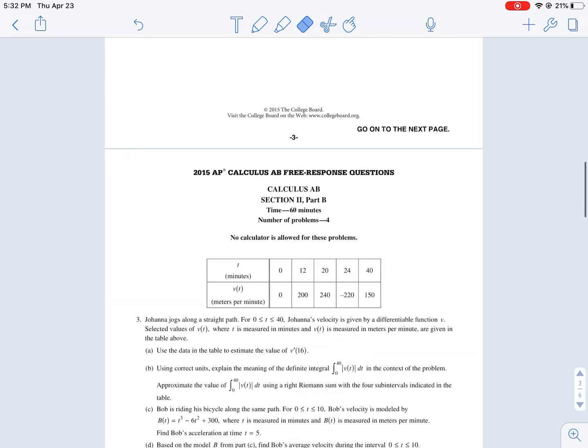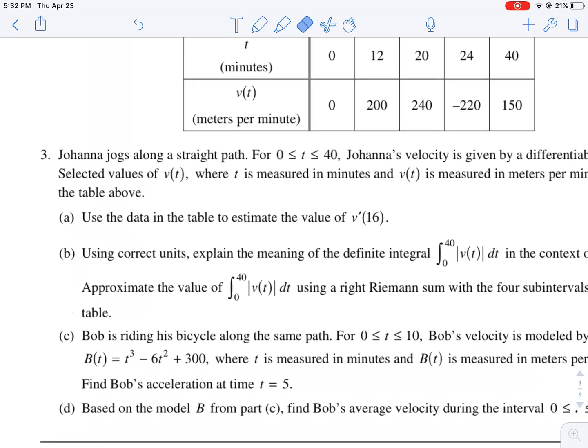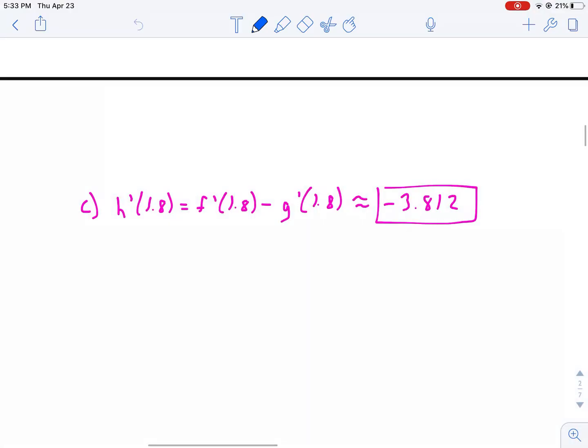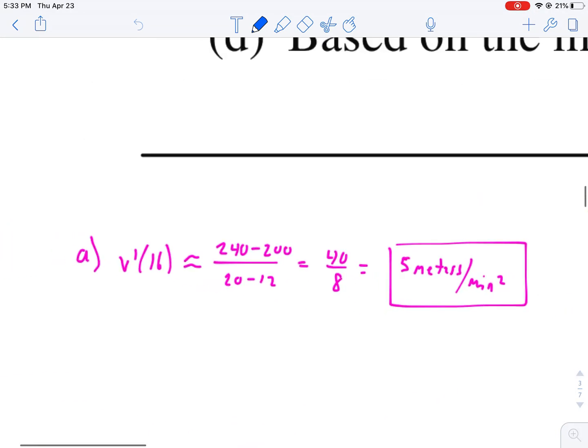All right. Number 3. Johanna jogs along a straight line. We're given velocity and a data table. Use the data table to estimate the value of v prime of 16. We've seen a question like this. I think this is the third time they've asked this question. So to estimate v prime of 16, you find the slope between 12 and 20, which 16 lies between. So here's the work for that one.